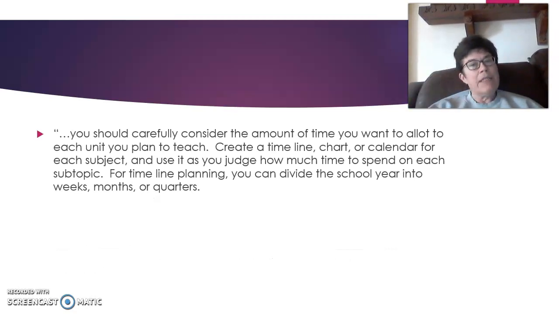You should carefully consider the amount of time you want to allot to each unit you plan. Remember, we talked about this. Time management is crucial, and it is a booger sometimes. Trying to make sure you have enough time, trying to make sure that you're not stinting something because you're running out of time. Create a timeline, a chart, or calendar for each subject. Use it as you judge how much time to spend on each subtopic.